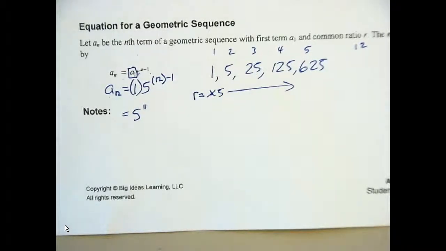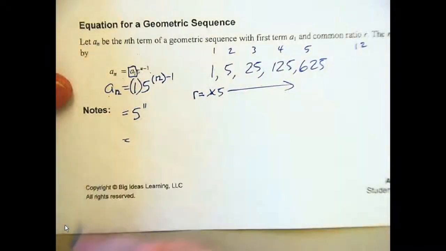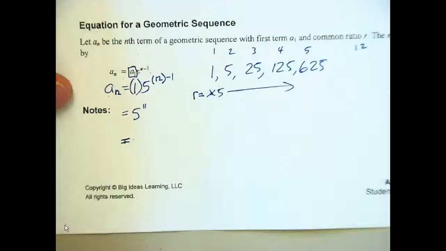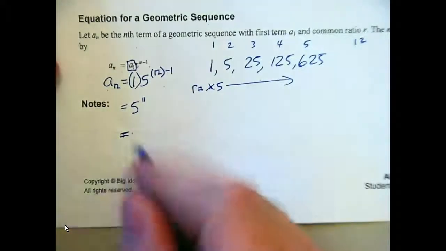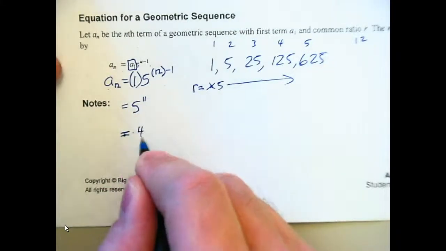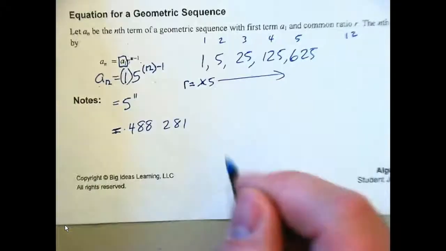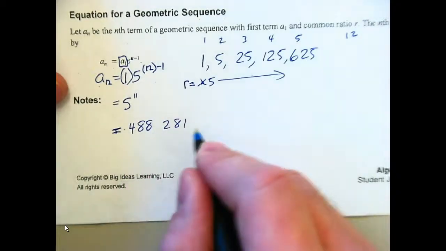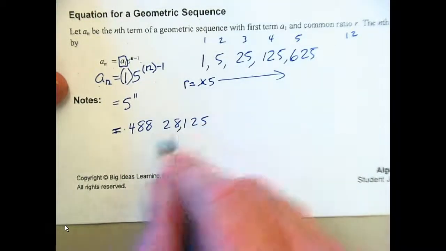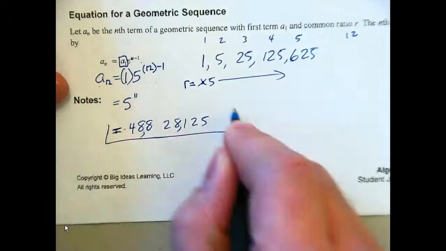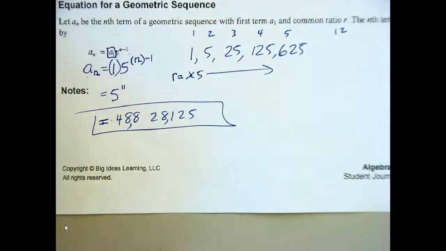All right, Kaylee, what'd you get? I got 48,828,125. All right. That worked. Got a little extra space there, but that's okay. Yes?